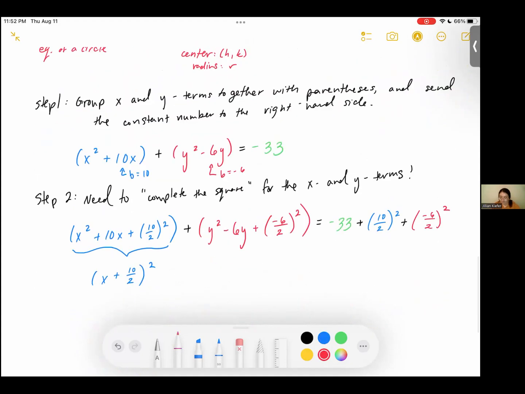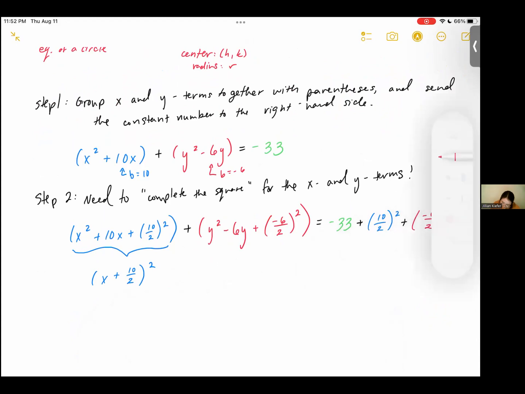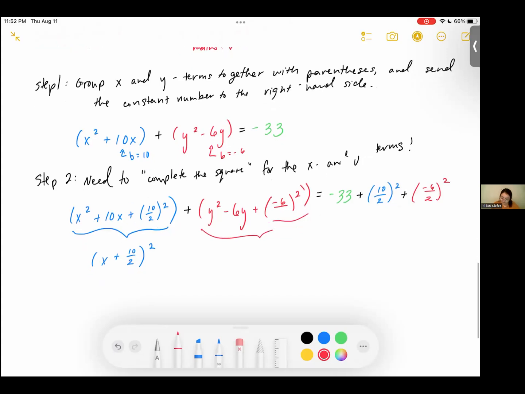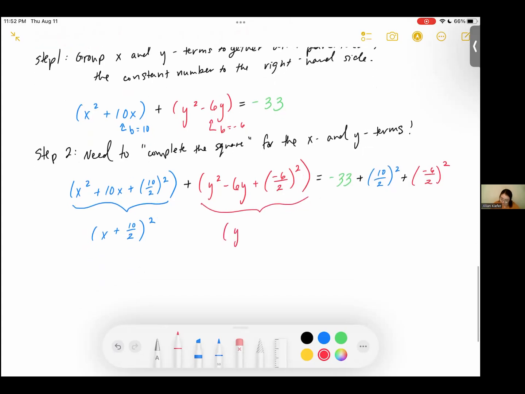But all right, so to do the same thing with the y terms, ooh, oh my gosh, I don't even know how I did that. All right, so completing the square with the y terms, we're doing the same thing. We've got y plus negative 6 over 2. And this whole thing is squared.